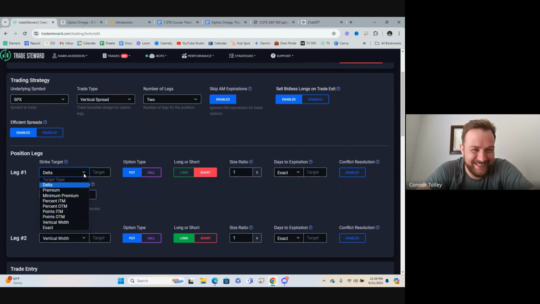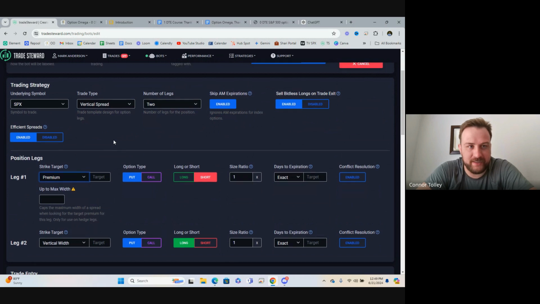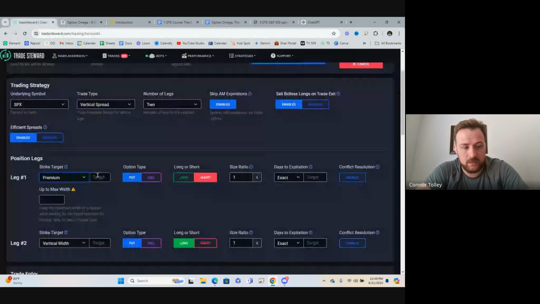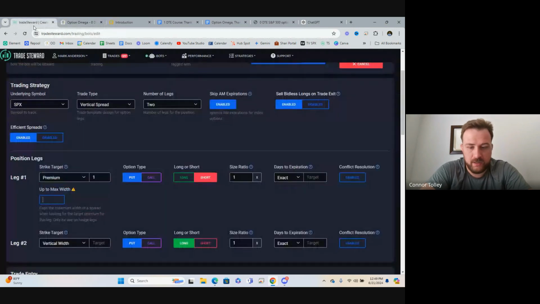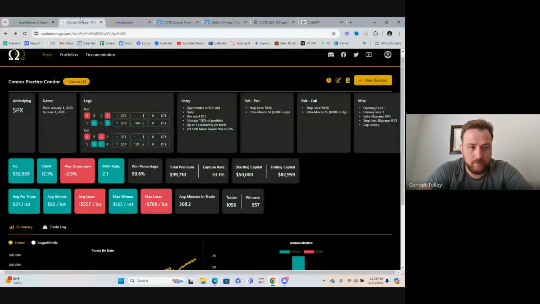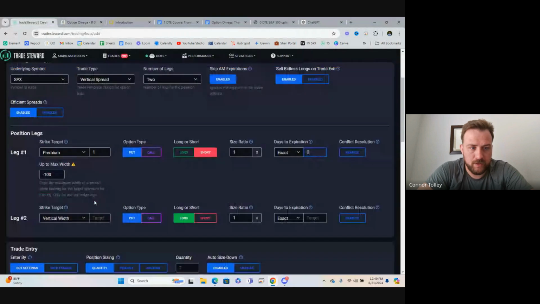So this one will just run as the put side. So we're gonna put a short, and then let me see. So target $1 and max width. It's going to be a negative 100, and then size ratio 1, exact 0, and then, hey, on this, you don't need to put that. I didn't need to put that.